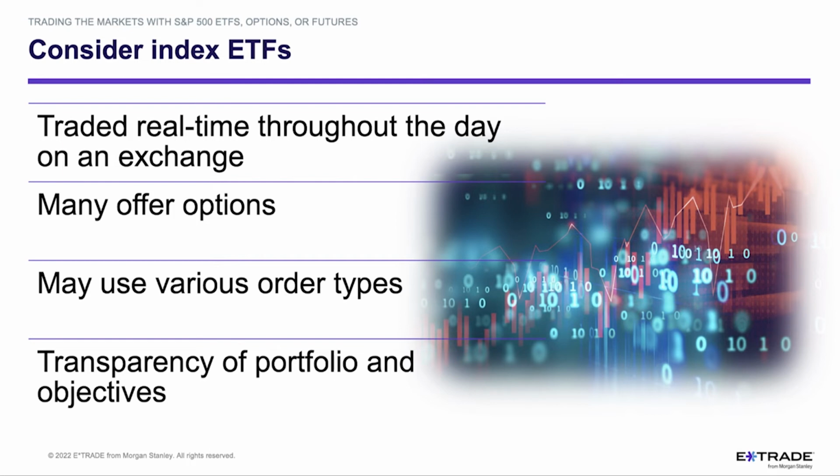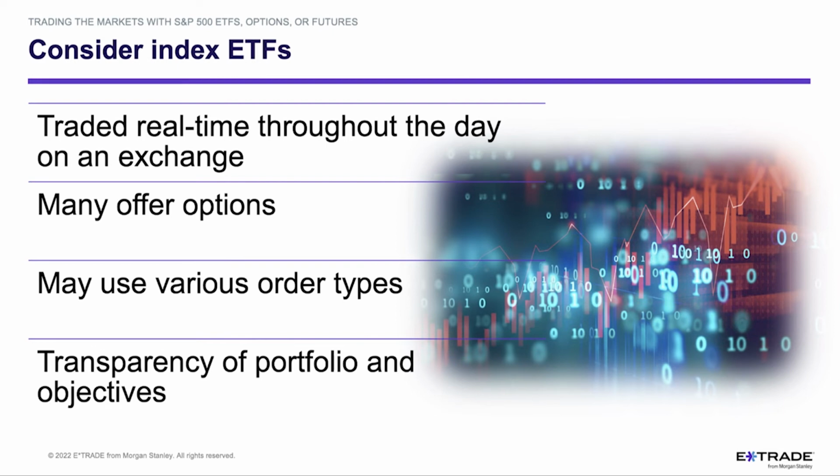ETFs offer you the ability to use various order types. If you are familiar with trading stocks, you may be familiar with things such as stop orders or stop limit orders or contingent orders that have various contingencies associated with them. These are not available with traditional mutual funds, but you may use these with ETFs.